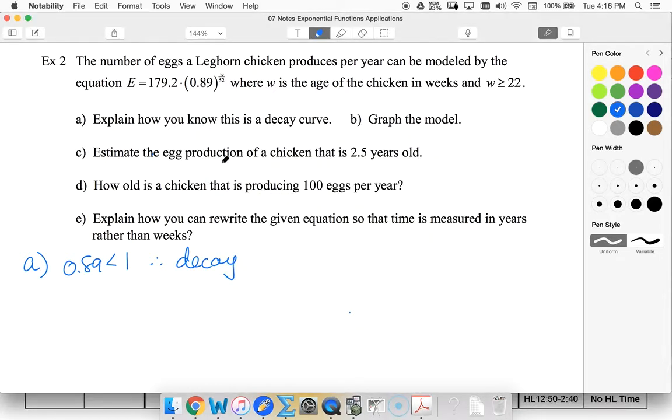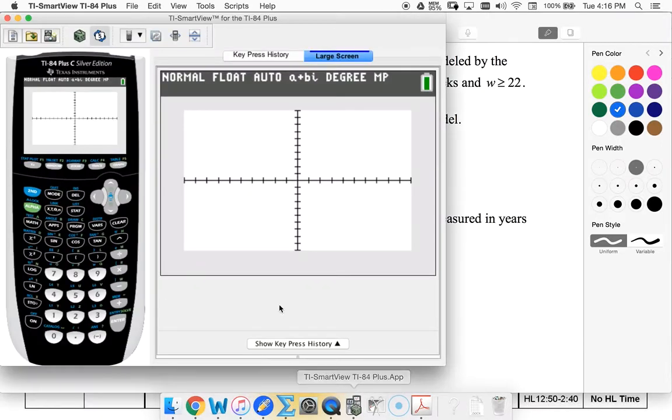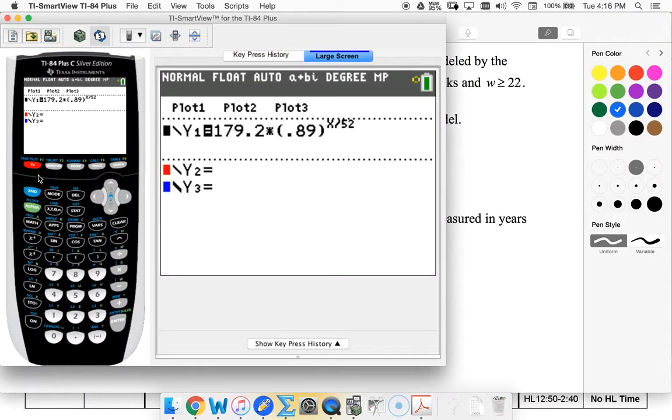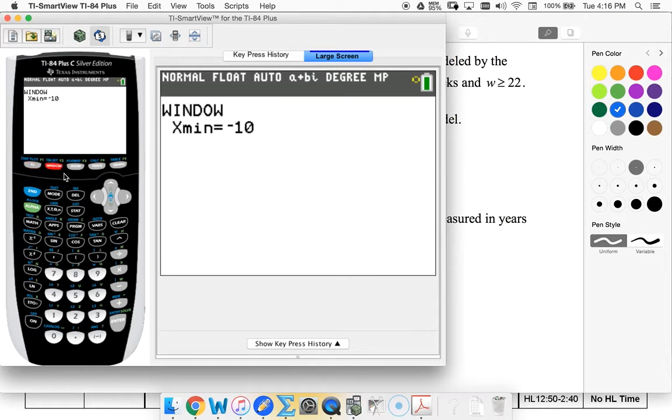All right, so while that's opening, we're going to use our graph. 2.5 years old, that's going to be my x value. How old is a chicken producing 100 eggs? That's my y value. So we're going to look for those points on our graph. And let's go into our y equals. I have the equation there already. And let's think about our window.